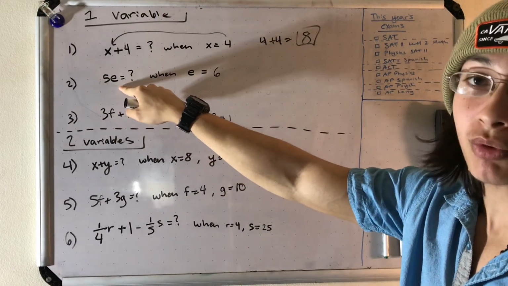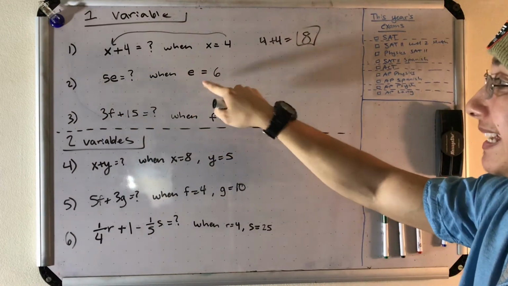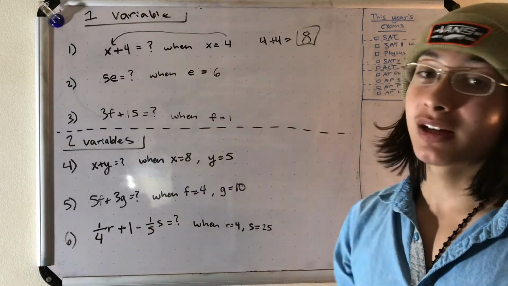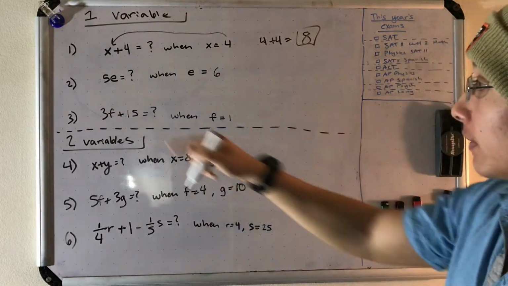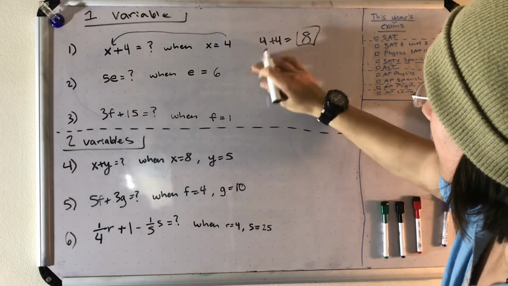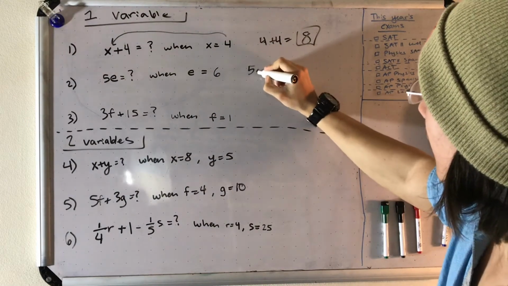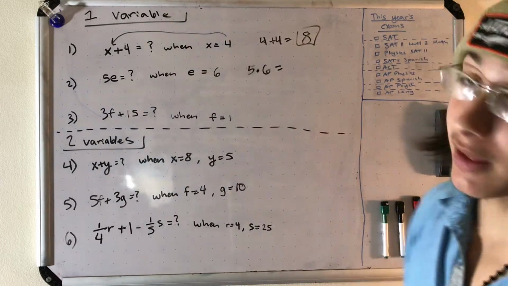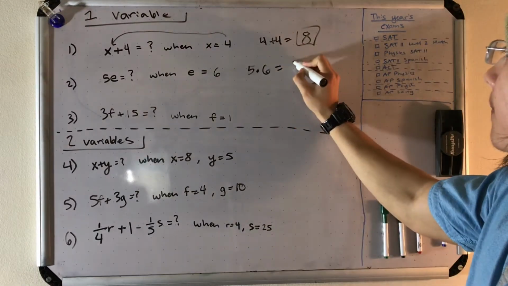So 5e is what we're trying to reduce. And we know that e is equal to 6. So what do we do? Well, if it's 5 times e, we know e is 6. It's going to be 5 times 6. And that's obviously equal to 30, right?